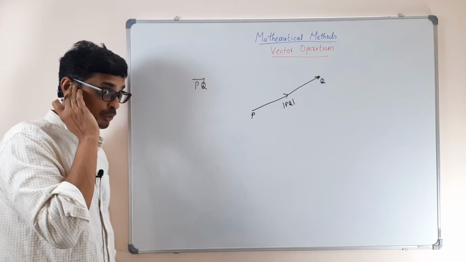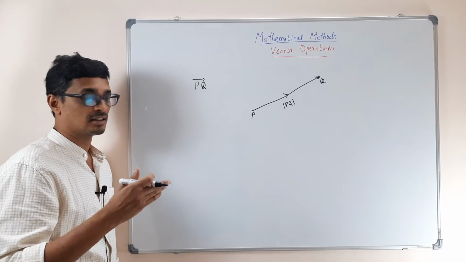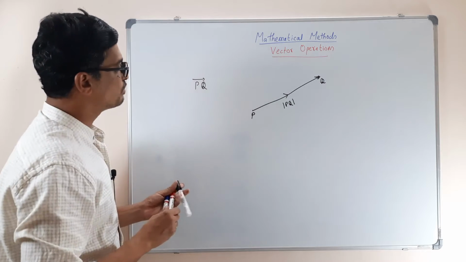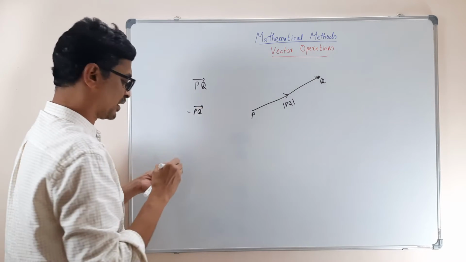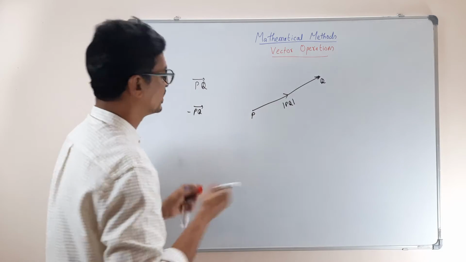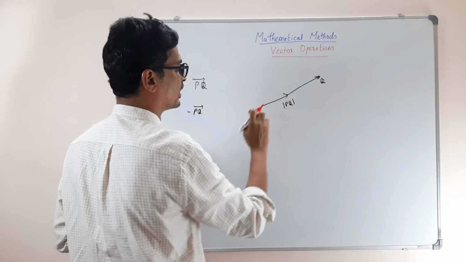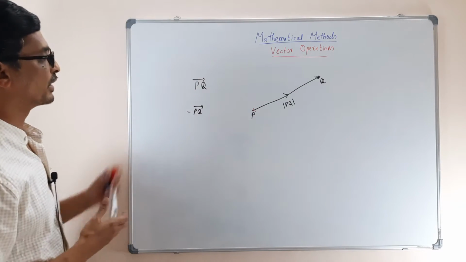And then we defined the zero vector. We discussed the zero vector or null vector, and the opposite vector, the negative vector. Here, the opposite vector is minus PQ. So what is minus PQ? That is a negative vector. Just the arrow will be reversed: the tail will be here and the head will be here. So this is your negative vector.